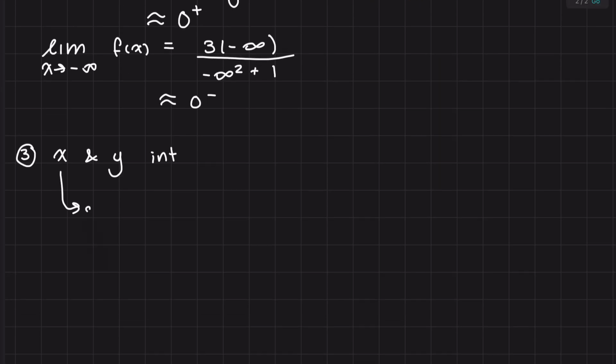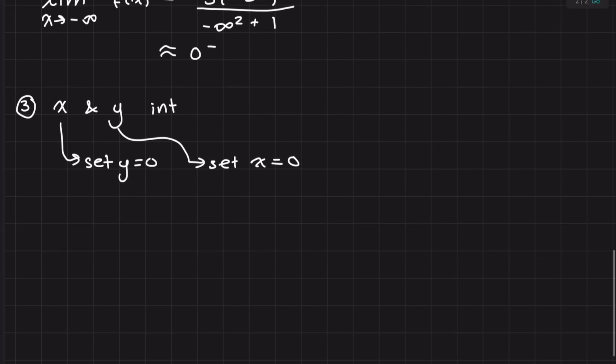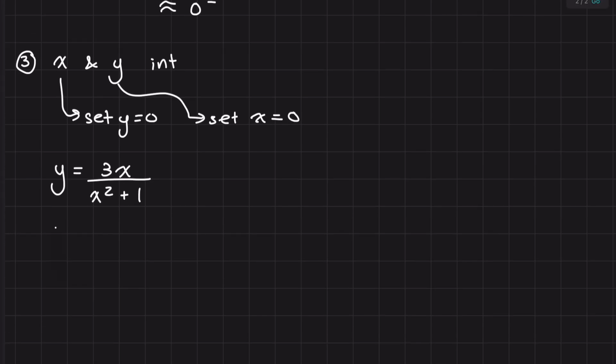Now to find our x-intercept, we set y equal to 0, and our y-intercept, we set x equal to 0. First, let's start finding our x-intercept. So we write out our function again, and what I am doing is setting y equal to 0. So then I multiply both sides by our denominator, and anything multiplied by 0 is 0, and then we are left with 0 equals 3x, which just tells us that x is also equal to 0.